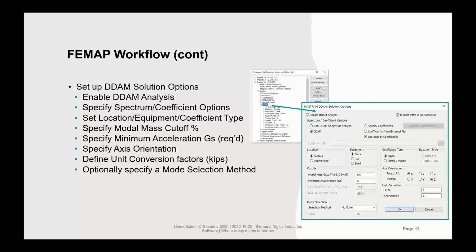So if you take a look at this, it's got what you'd expect. You can use the built-in codes. And if you enable built-in codes, it's going to use the NRL 1396 coefficients. The only item you do have to specify is the minimum acceleration. And here in this form, I've basically put it as 6 Gs. One other thing to note, if you model everything in inch/pound/second mass consistent units, NASTRAN is going to take care of the rest for you in terms of correcting to kip loads.